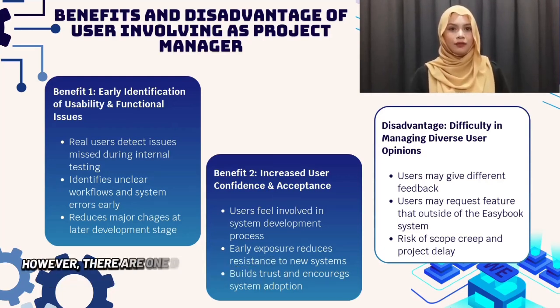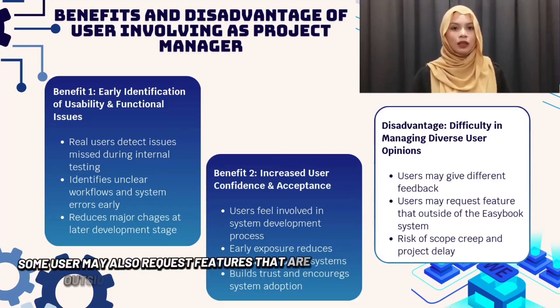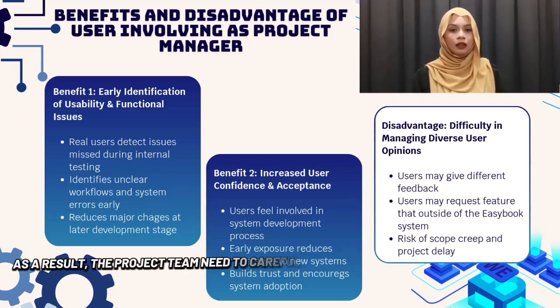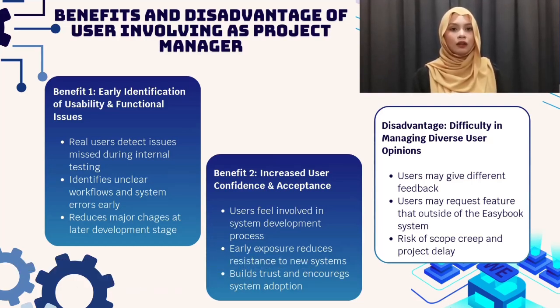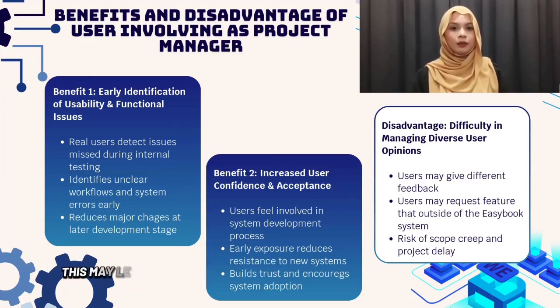However, there is one disadvantage of user involvement during the validation and verification stage, which is difficulty in managing diverse user opinions. Different users may provide different types of feedback based on their own needs and experience. Some users may also request features that are outside of the Easybook system. As a result, the project team needs to carefully evaluate which feedback is relevant to consider. If too many requests are considered, this may lead to scope creep, increased development effort, and the project schedule being delayed.